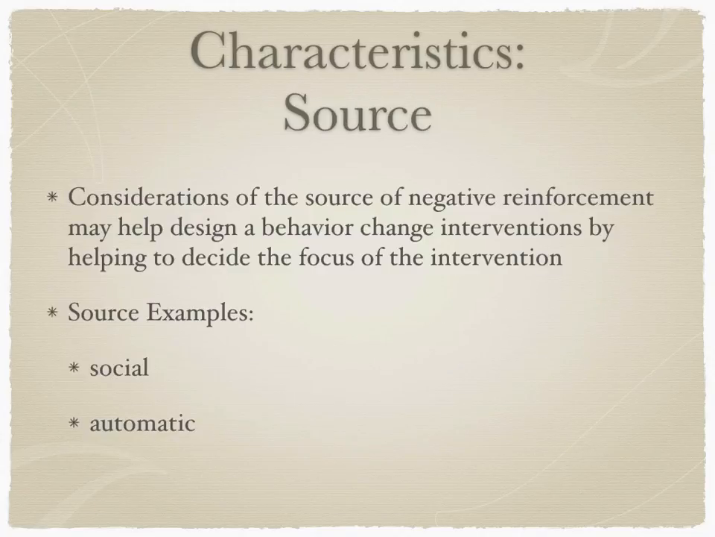The source is something we have to consider for negative reinforcement, because it may help design a behavior change intervention by helping to decide the focus of the intervention. What they talked about is that there could be two sources, a social source or an automatic source. In the book, they have examples about social, dealing with roommates, if you're being bothered by noise, and how you would handle that. And for automatic, they talk about if you have a headache, what would you automatically do to relieve that? You might take medication.